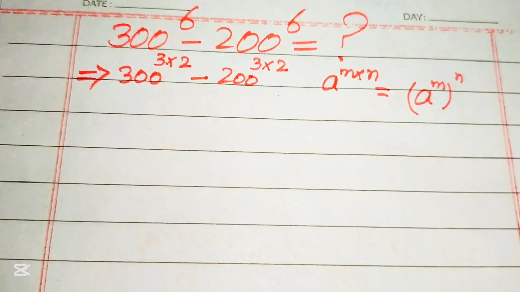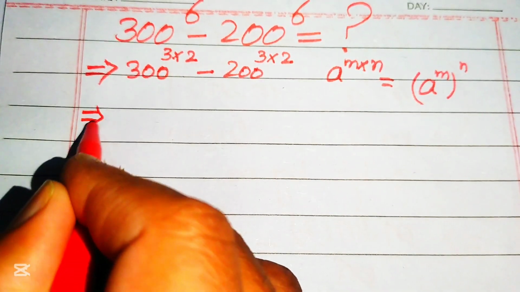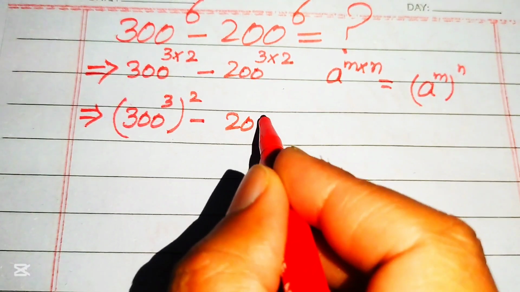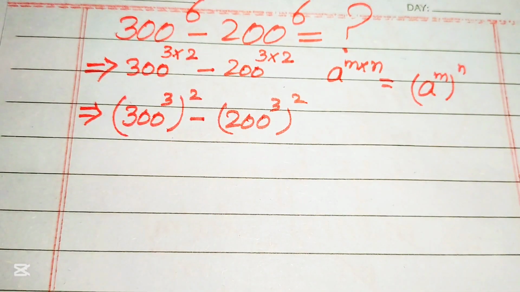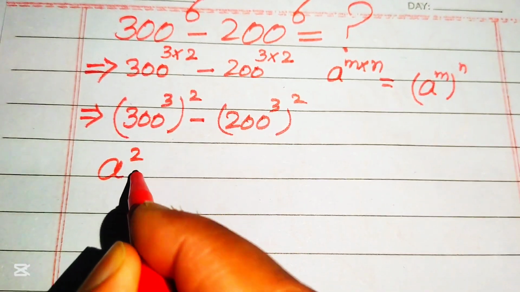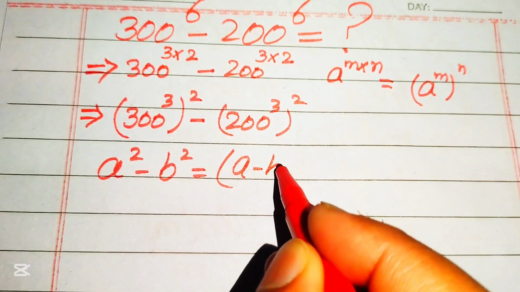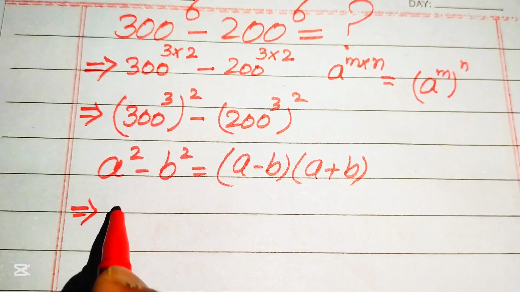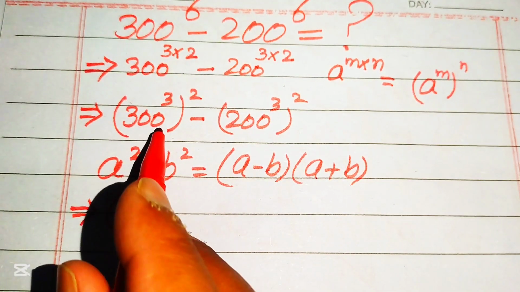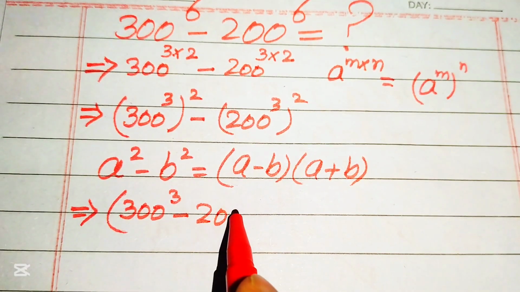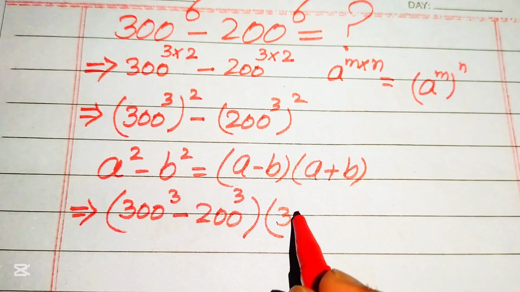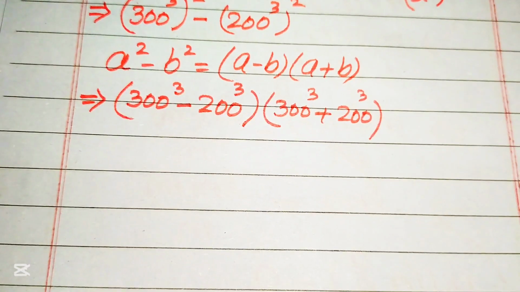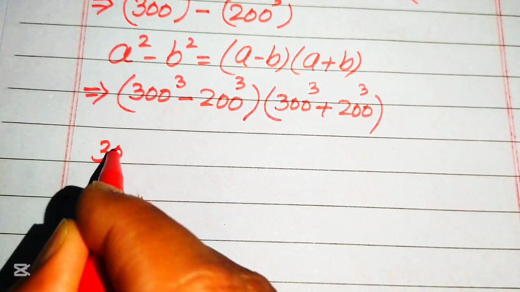According to this formula, we move this 3 inside, and it will be written as 300 cubed and its whole square, minus 200 cubed and its whole square. After this step we need another algebraic formula: if we have a square minus b square, it equals a minus b times a plus b. According to this formula, we write our expression as 300 cubed minus 200 cubed, times the second factor, 300 cubed plus 200 cubed.